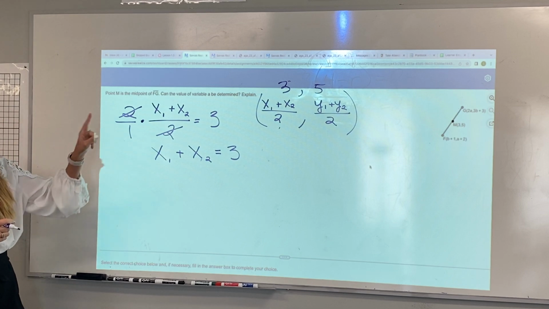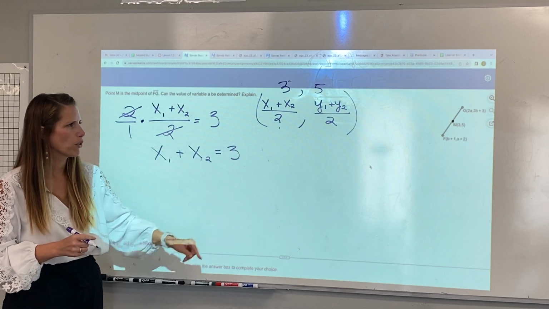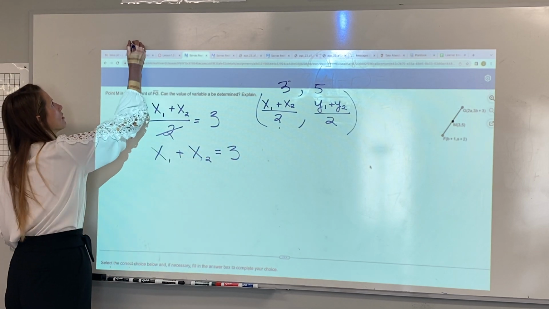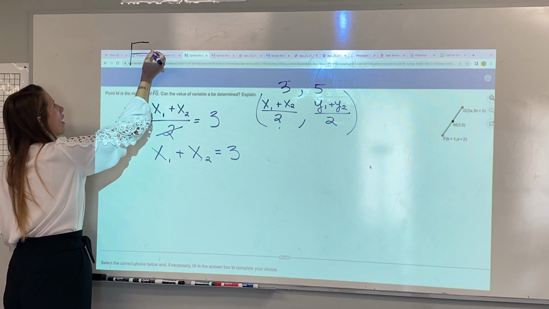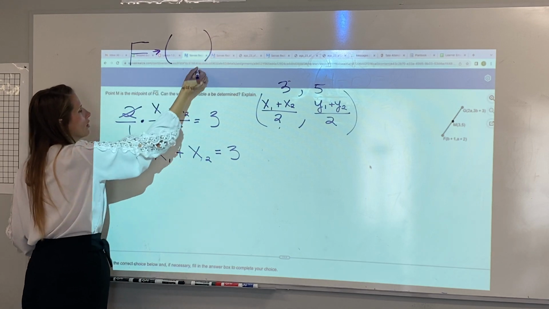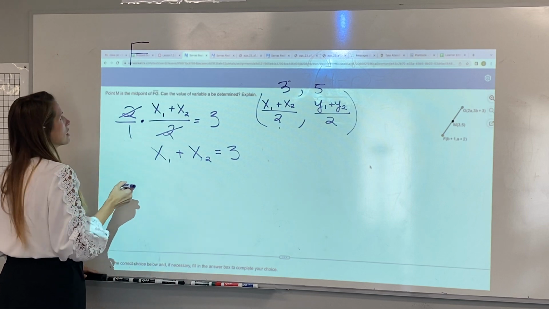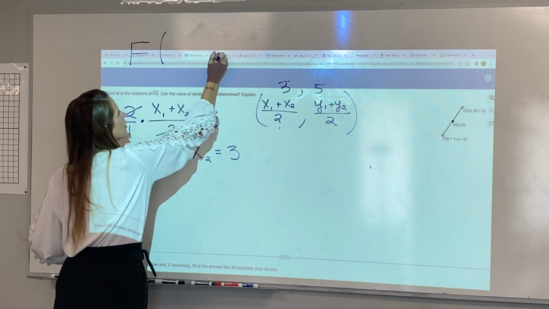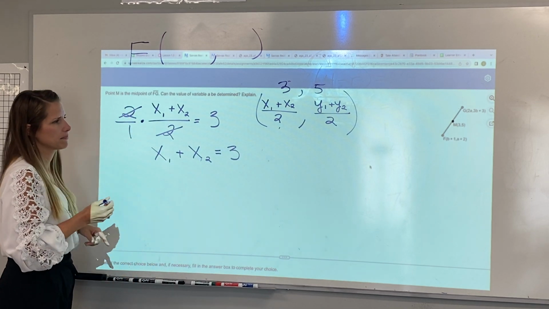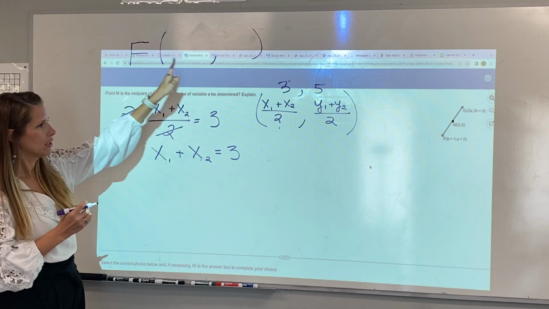Now, let's look over here and see our first point and our second point. We'll start from left to right. Our first point is F, and the coordinates for F are, you know, I need to make that a lot bigger. The coordinates for F are what? Somebody tell me. The coordinates for F, can you see it over there?